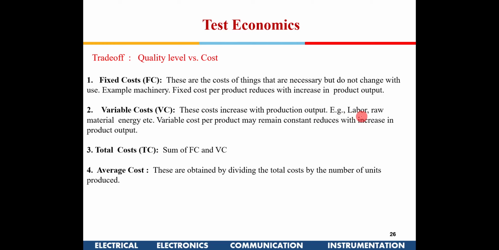Even the manpower can be considered a variable cost, because if you have to produce say 100 items, you might require 10 people, and if you have to scale up to 1,000, you might have to employ 100 people. So they are all variable costs. Total cost is the sum of the fixed cost and variable cost, and the average cost is this total cost divided by the number of units produced.